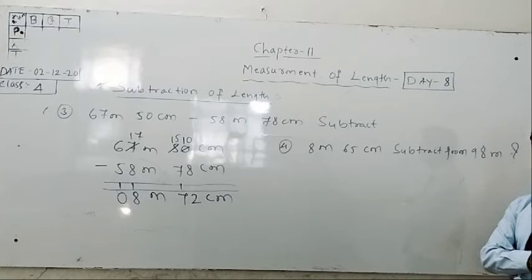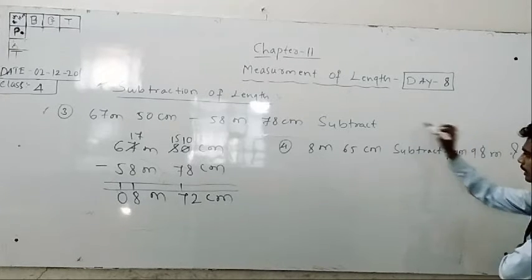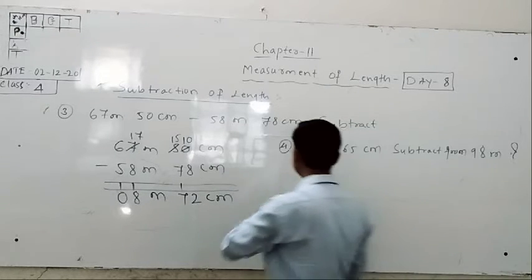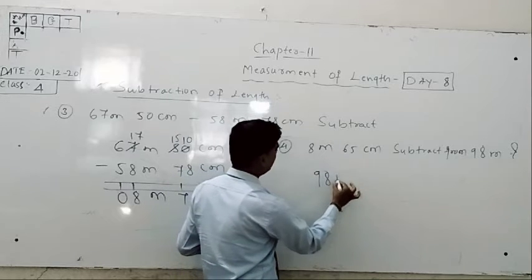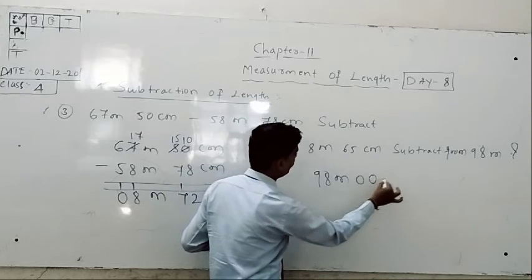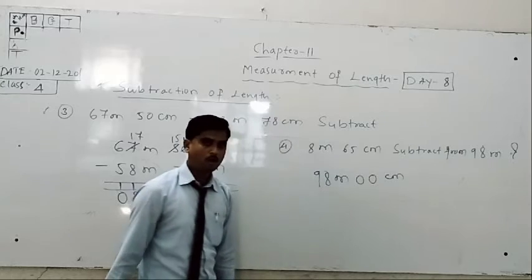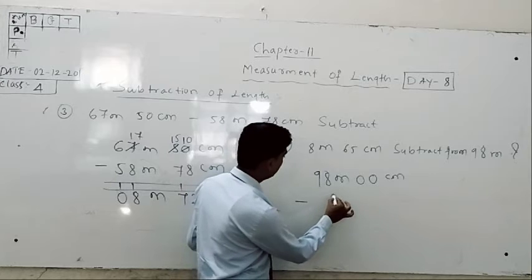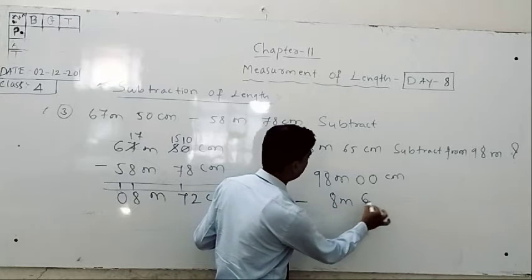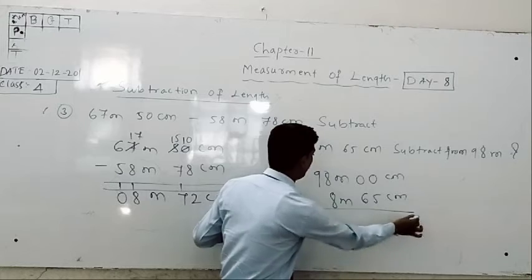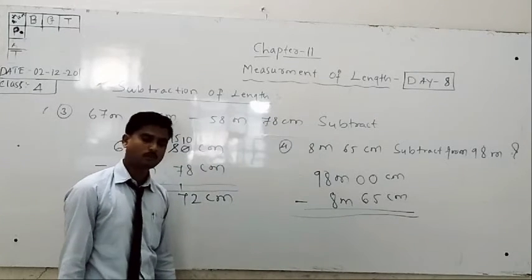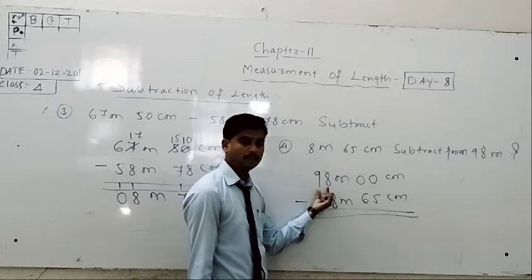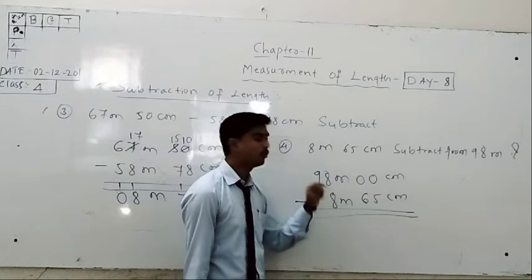What should be done in this question? From 98 meter you have to subtract 8 meter 65 centimeter. Then you should write properly: 98 meter 00 centimeter. Not given anything means that number is 0 only. Then minus 8 meter 65 cm. One thing is clear. Here only a single number is given, but here a 2-digit number is there. But compulsorily you should write unit place below unit place.